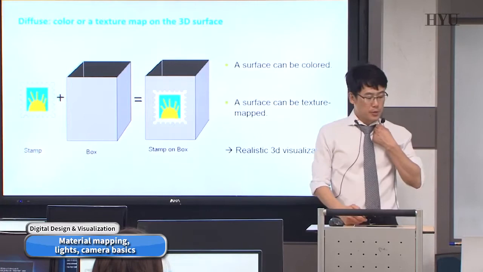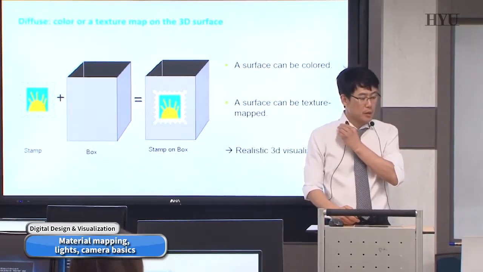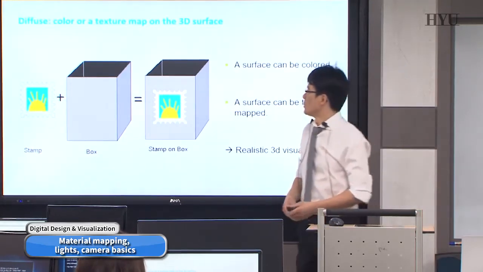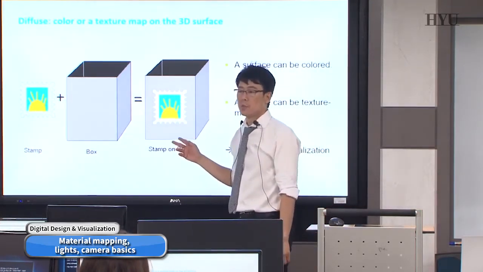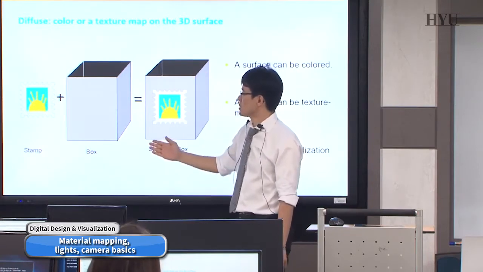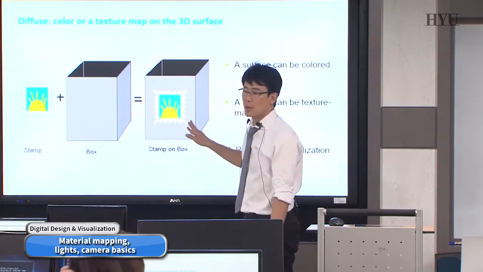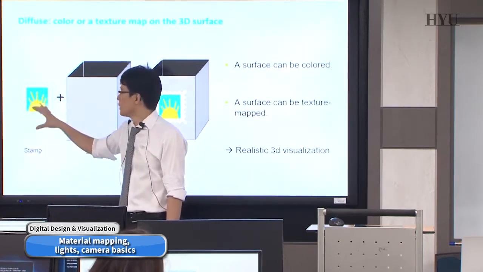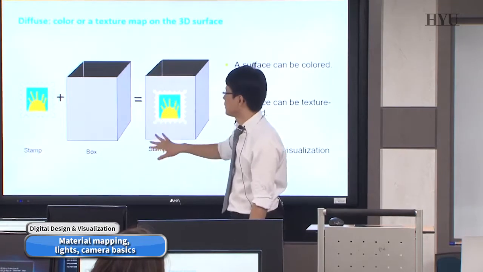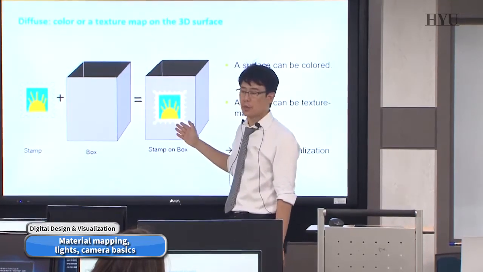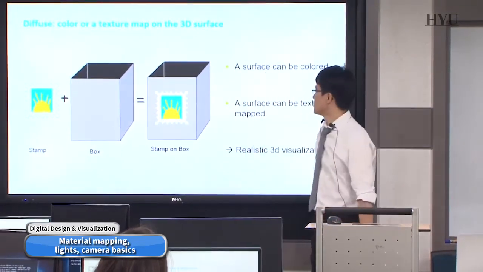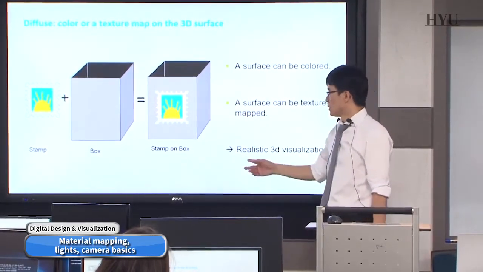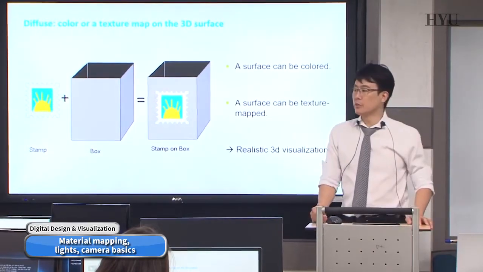Let's take a look at diffuse. Diffuse means color or a texture map on the 3D surface. Whether it's solid or surface, it doesn't matter. Anyway, on the surface of this object, another surface, this is a flat image, but this image can be attached and mapped, so-called texture mapped, on top of the surface in order to see this surface colored or texture mapped, for realistic 3D visualization.